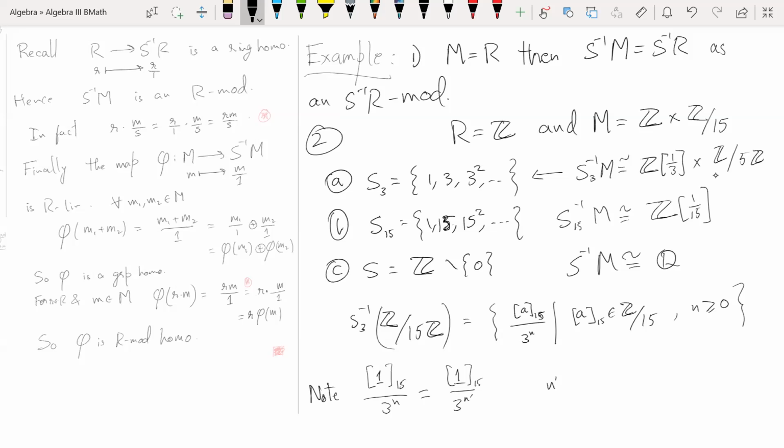Then we can verify it's 7. Yeah. So which element? My guess was that one will have the order 5. So 1 over 3 power n and 1 over 3 power n prime should be the same, but it's not turning out to be. Yeah, but each of them has order. So this has order 5. Yeah, that is clear.